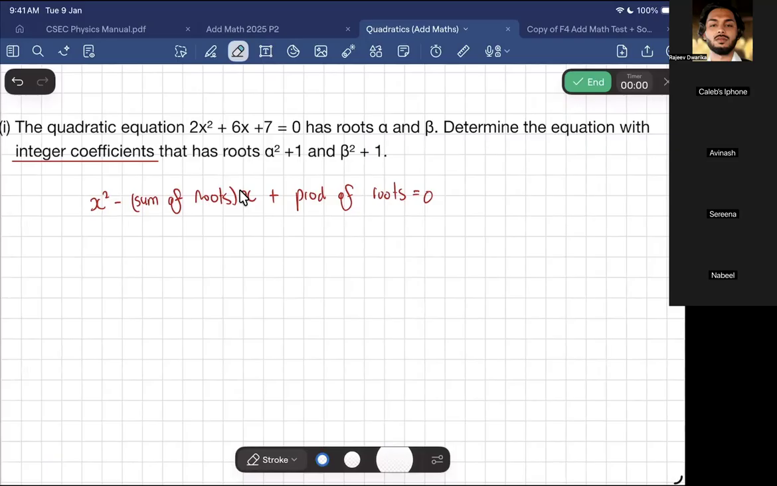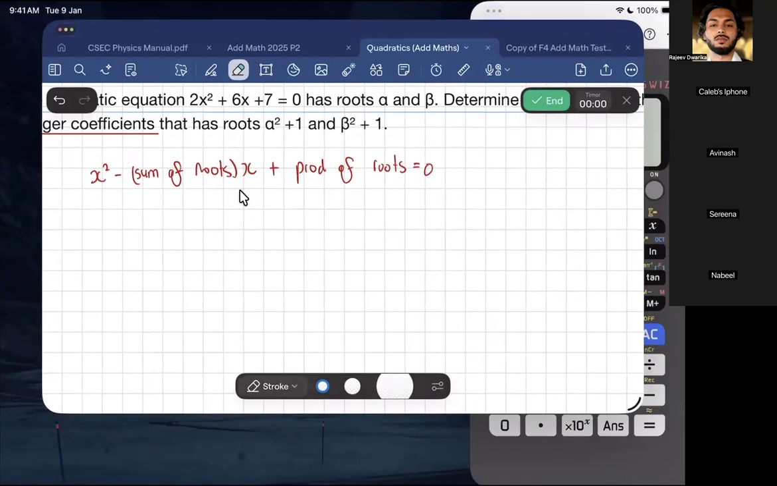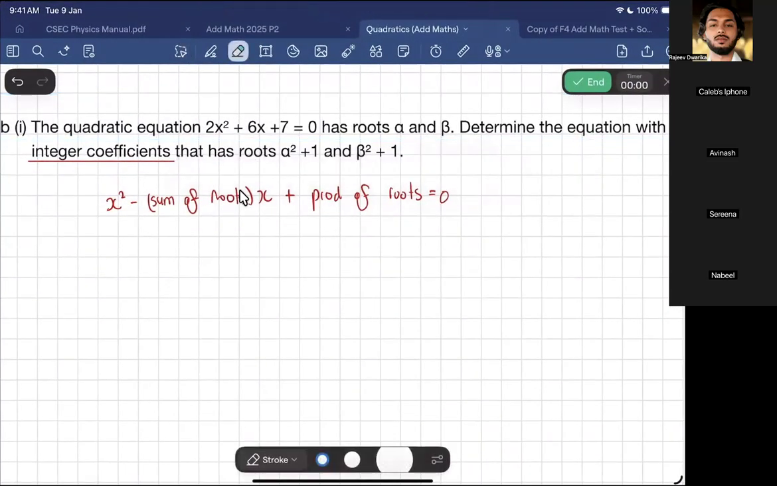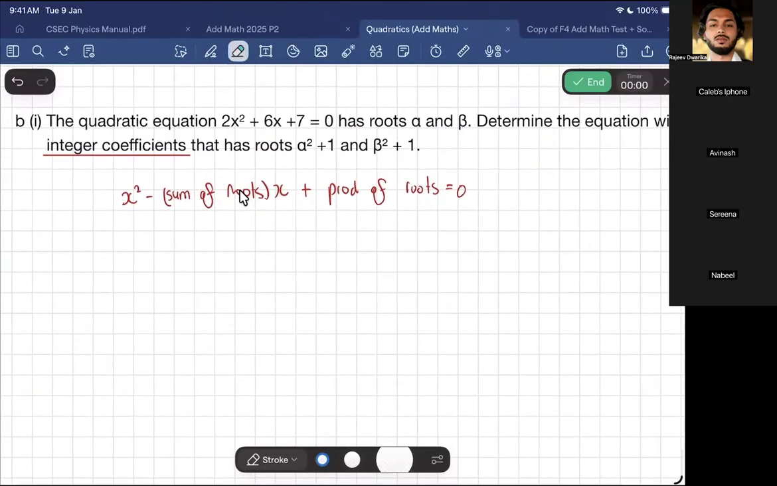Continue. And you know what alpha squared plus beta squared is? Avinash? You found it earlier, you know. And I just see 2. Yeah, that's just C2.